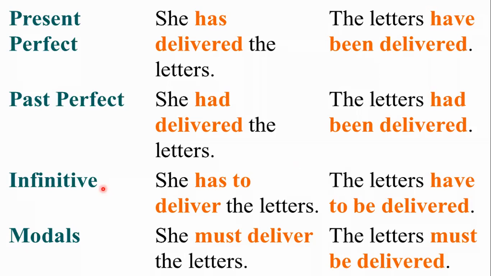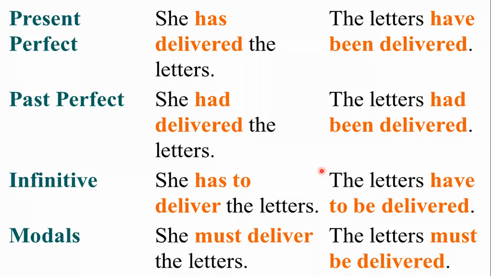Okay, infinitive. Now, she has to deliver the letters. The letters have to be delivered. Okay, that means she has to deliver the letter. The letter has to be delivered. She has to deliver, letters have to be delivered by her. Okay, and the modals, she must deliver the letter. The letter must be delivered by her. Now if it's a must, so it will be must with the be. Now the auxiliary will be be. Okay, so is this clear?